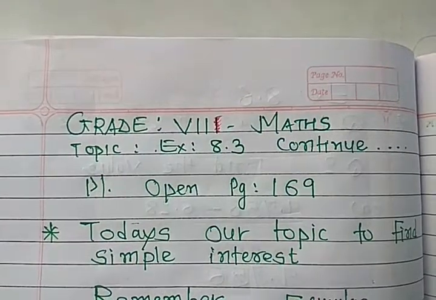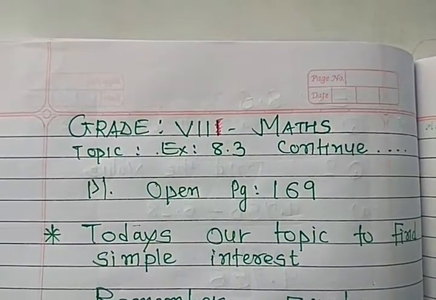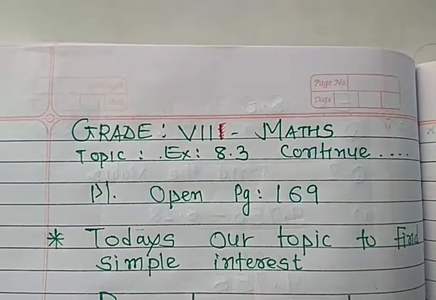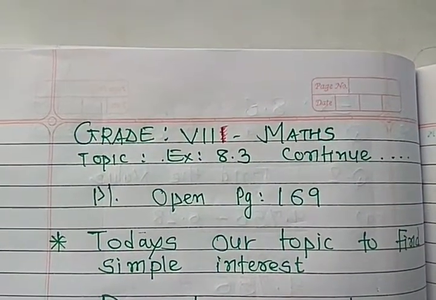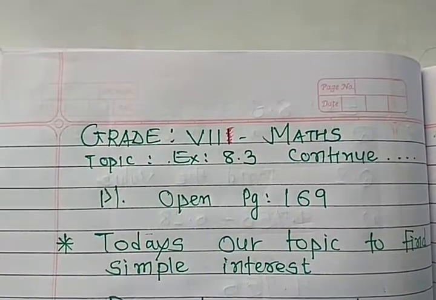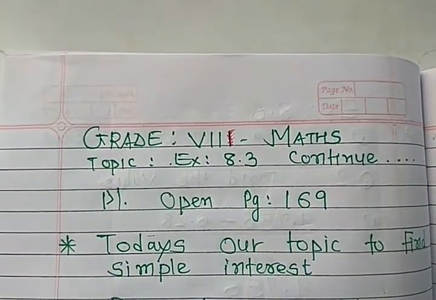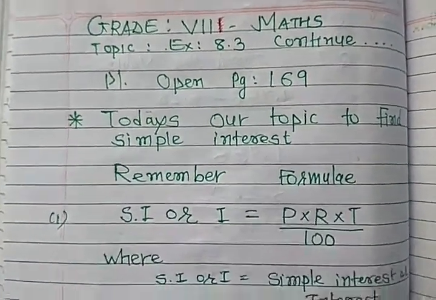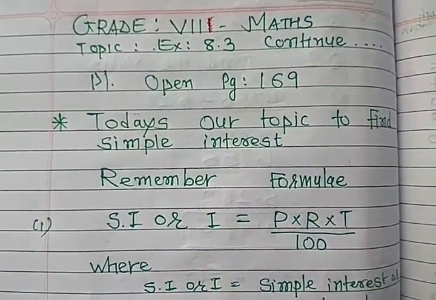Grade 7 mathematics topic, exercise 8.3. Last time we stopped at 8.3, and now we will continue with the remaining sums from that point. So you are all welcome to grade 7. Today our topic is to find simple interest.